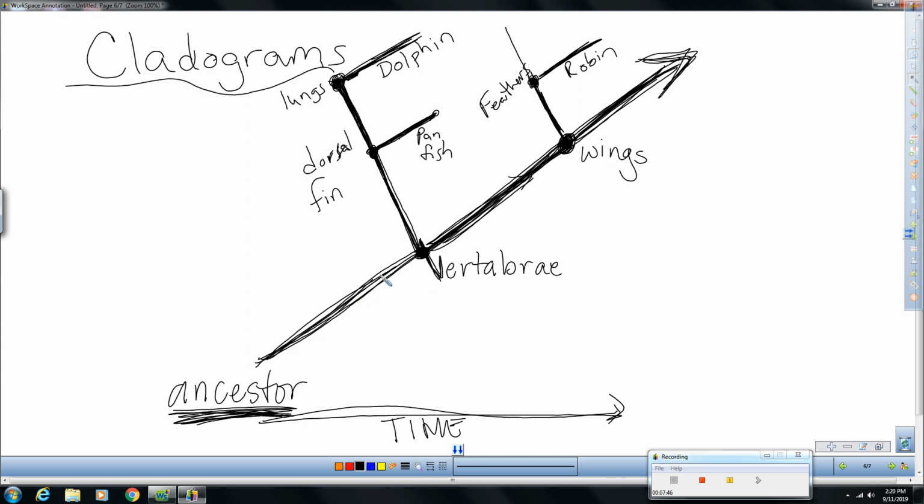So common ancestor, we hit our first little node. That's where we have our change to vertebrae. Anything beyond or up have vertebrae. Off of that vertebrae, we also had organisms that developed. They decided to develop a dorsal fin. Off of there, we keep moving up. We now develop lungs with the dorsal fin, and we end up over here by the dolphins.